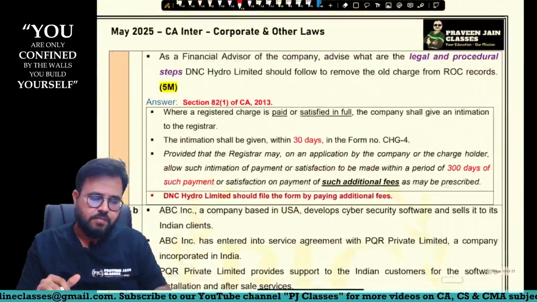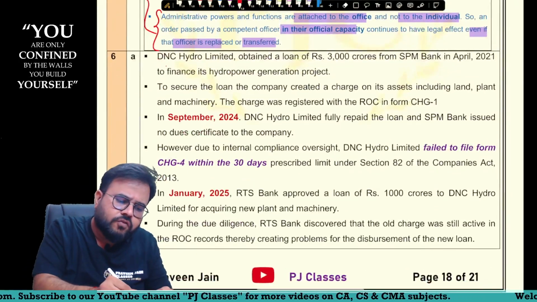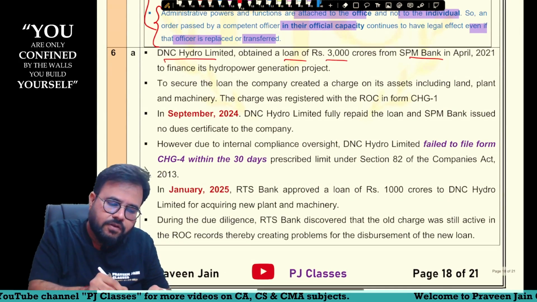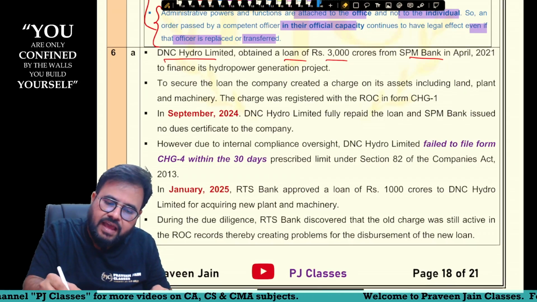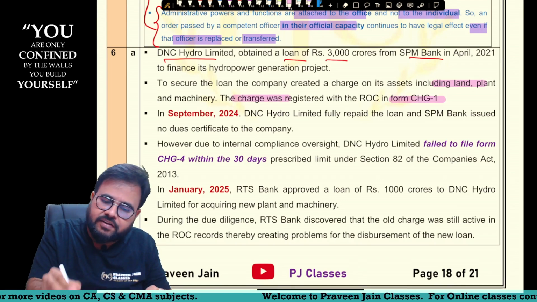Chaliye, sir. More 3 questions. 6A. There is one company that has obtained a loan of 300 crores from SPM Bank, sir. For that loan, they have given some asset as security. Charge was also created, CHG1.